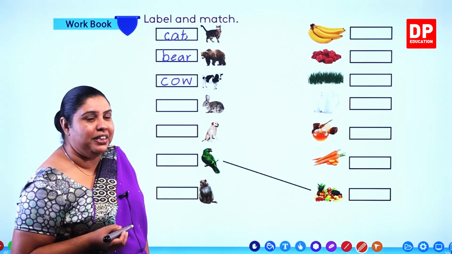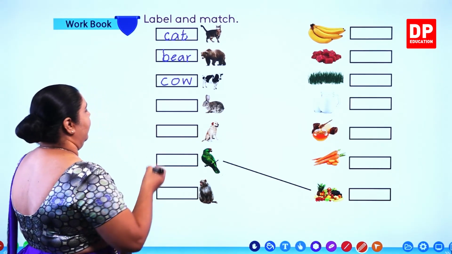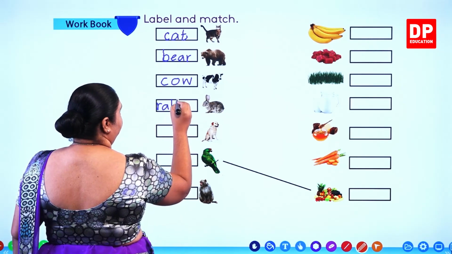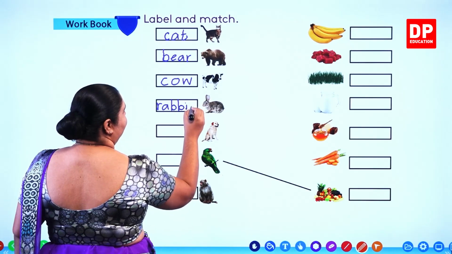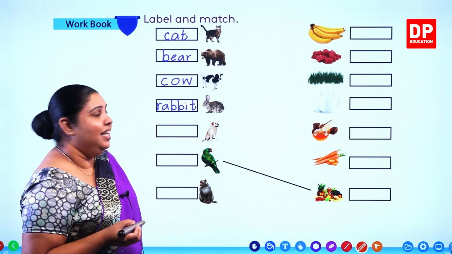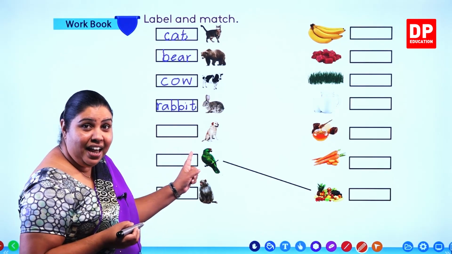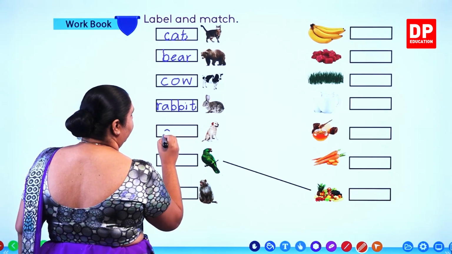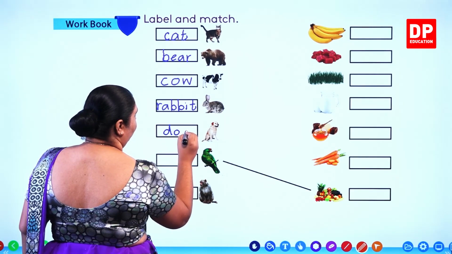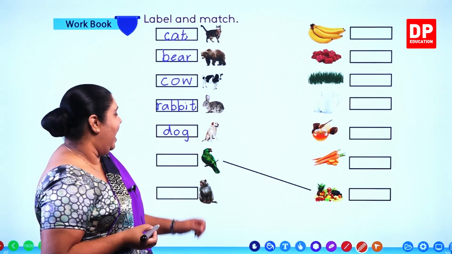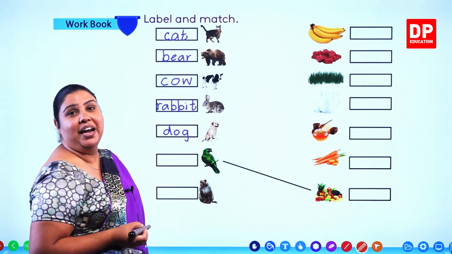Then we have a rabbit. How do we spell the word rabbit? R-A-B-B-I-T. Rabbit. Then we have our friend dog. How do we write the word dog? D-O-G. Dog.